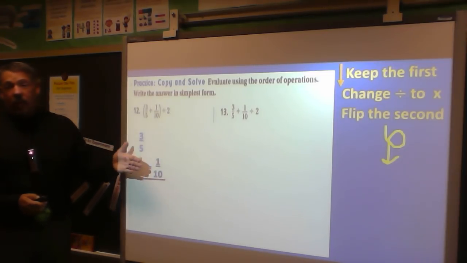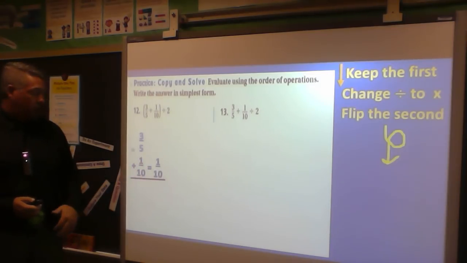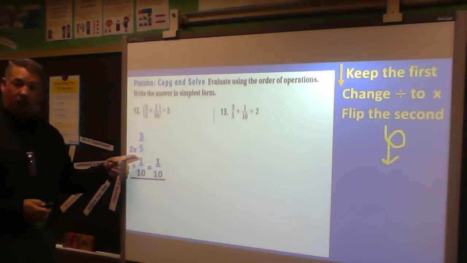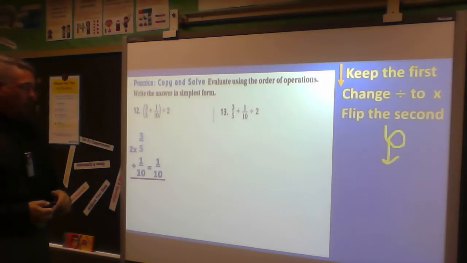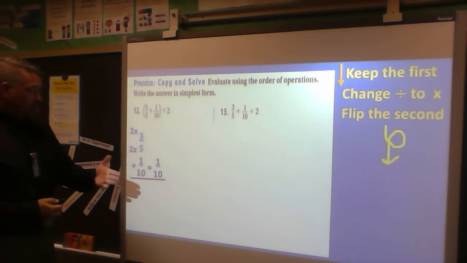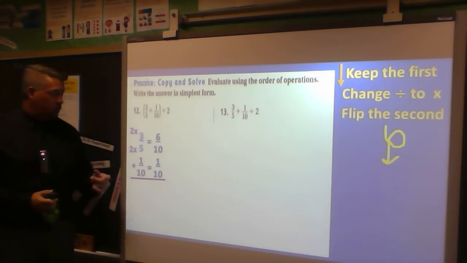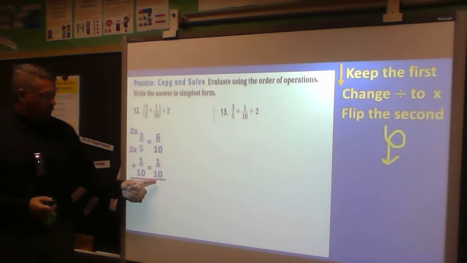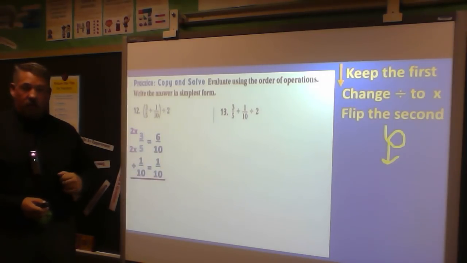What would I do to 5 to get 10? I'd multiply it by 2. So if I multiply my denominator by 2, I have to multiply my numerator by 2. Then I just multiply and create my new fraction. 2 times 5 is indeed the 10 that I need, and 2 times 3 is 6.